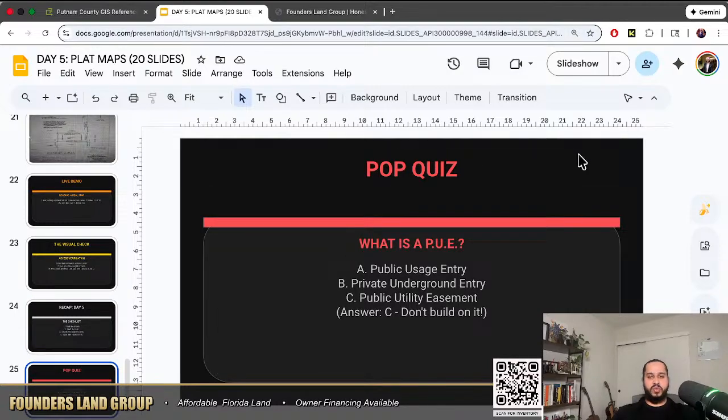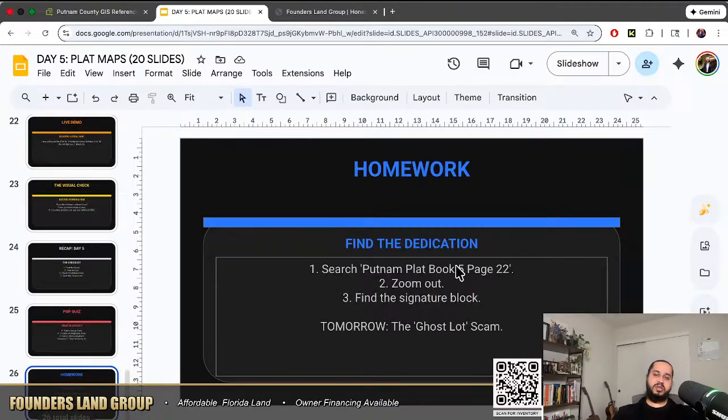Again, quick quiz. What is a PUE? Is it a public usage entry, a private underground entry, or a public utility easement? It's a public utility easement. So if anything says PUE, please don't build on it. You won't be allowed, and it's a lot of hard-earned money. But definitely do the easement check to understand if something is there, and stay away from those landlocked properties.